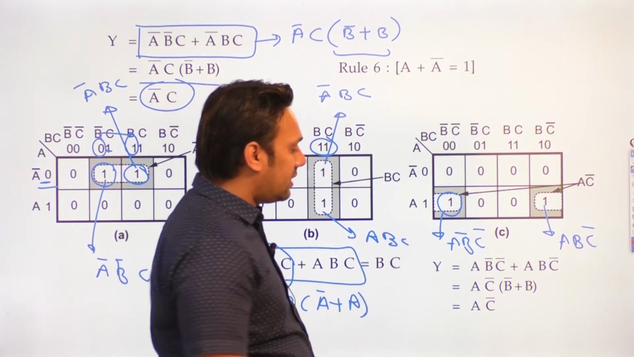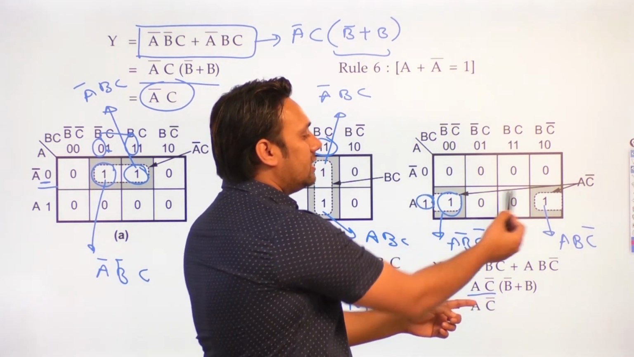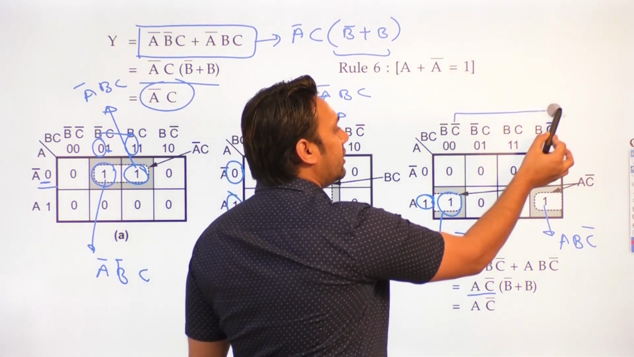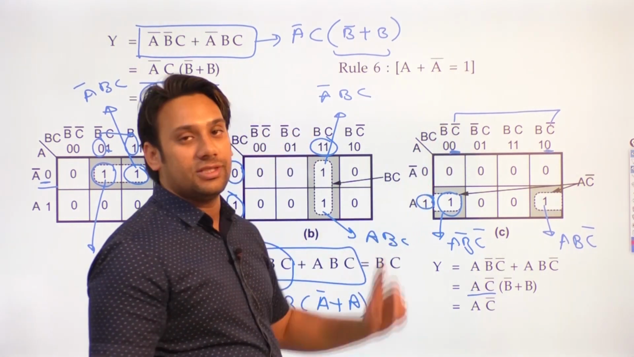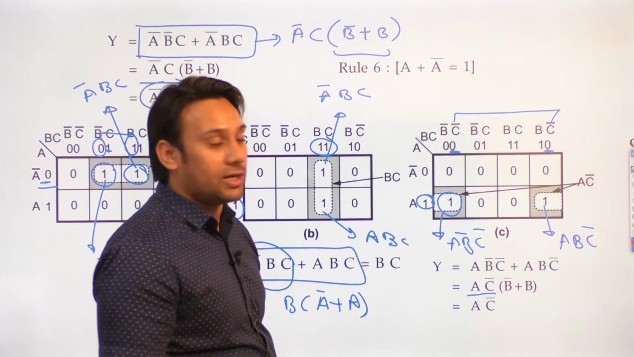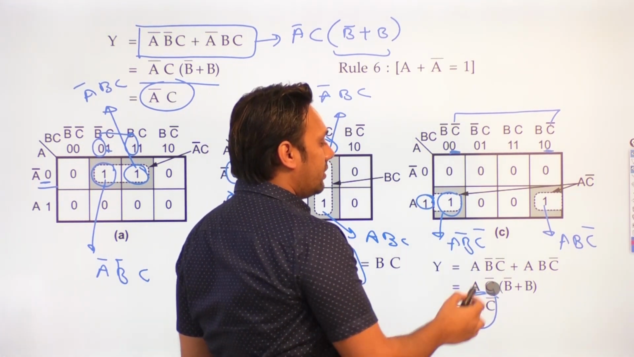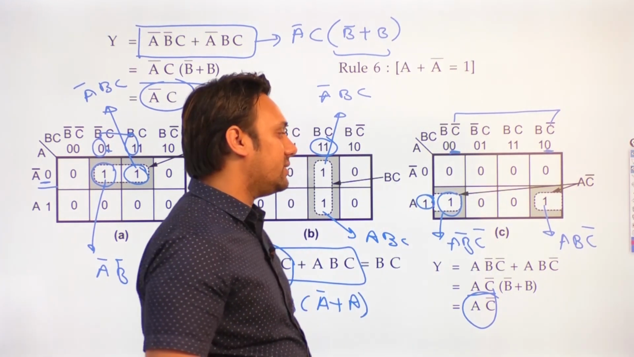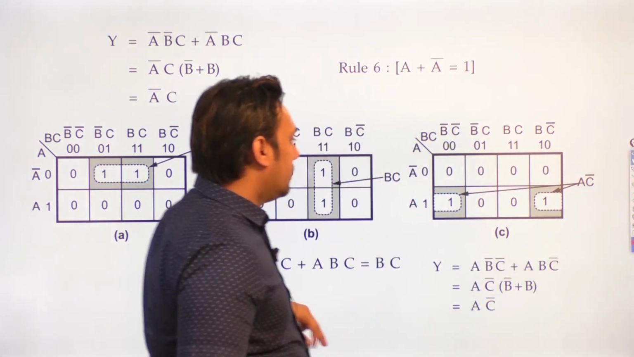So mathematically, I can take A, C complement as common. Here you can clearly see A is not changing its value. The value of A is the same in both the cells, as well as the value of C is also the same. C is 0, C is 0. Only B is changing its value. Because B is changing its value, I can remove the variable B and I can get A, C complement. So from here you can get A and you can get C complement. The solution will be A C complement. Okay, I'll take a lot of examples.